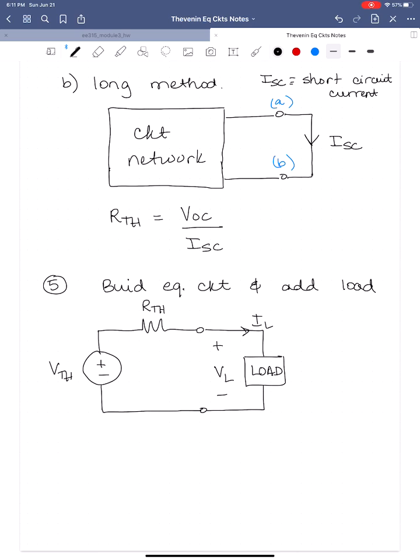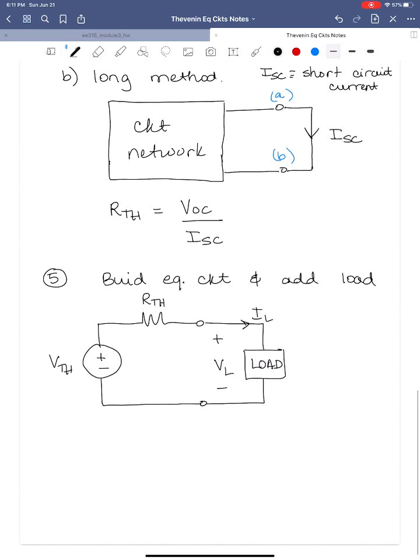So let's do a simple one to start. Now your load can exist anywhere in the circuit. We're going to start with one that's on the end of the circuit, but it doesn't always have to be there.